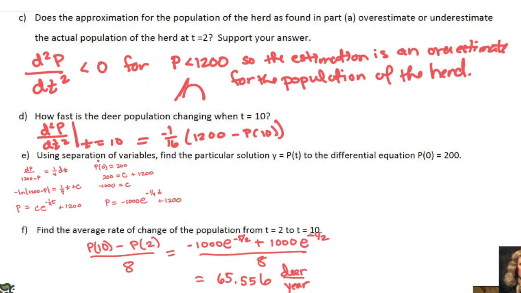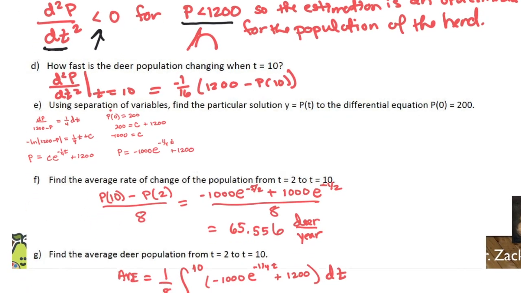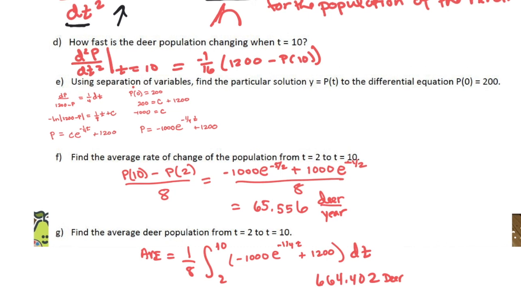For part C, is your approximation an overestimate or an underestimate? So what you proved in part B is that the second derivative is less than 0 for all of the populations less than 1,200. Now, since it's less than 0, your function is concave down, which means that your tangent line is above the curve. So you have an overestimate. How fast is the deer population changing is actually asking you about the second derivative when t equals 10.